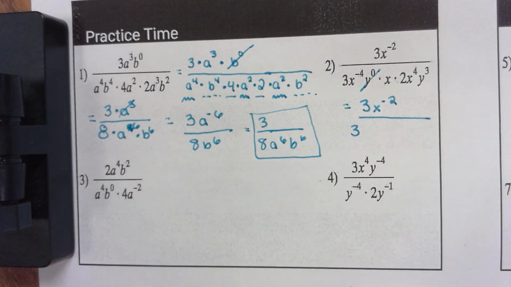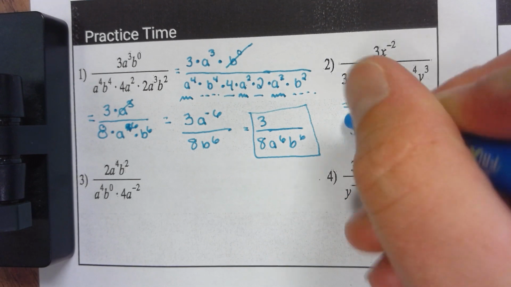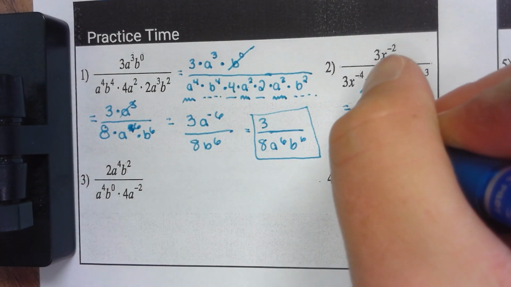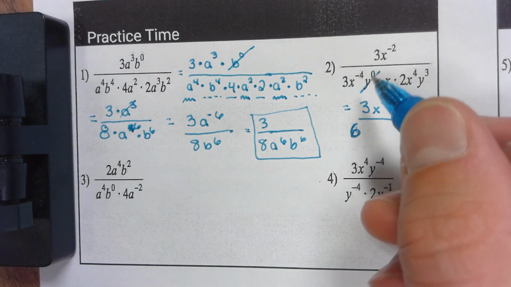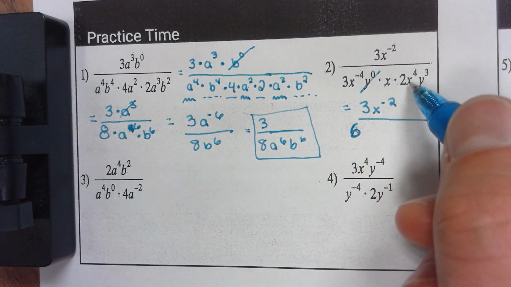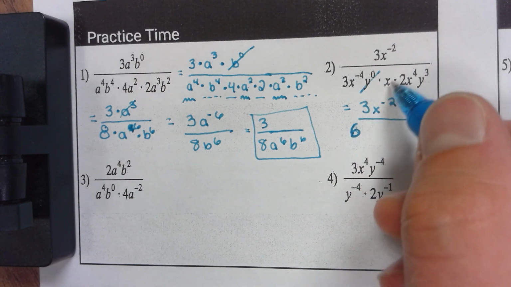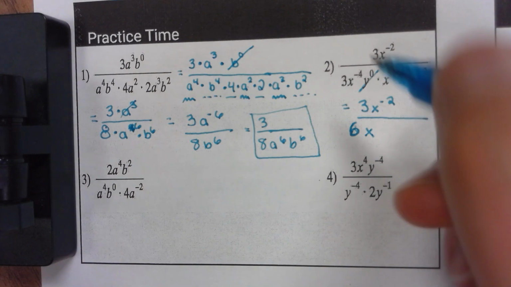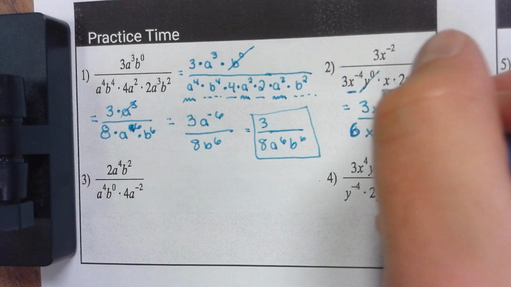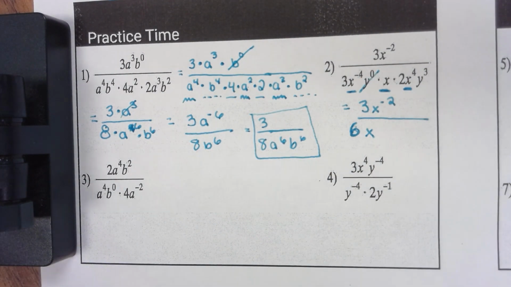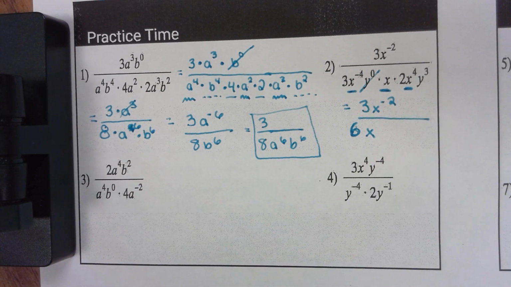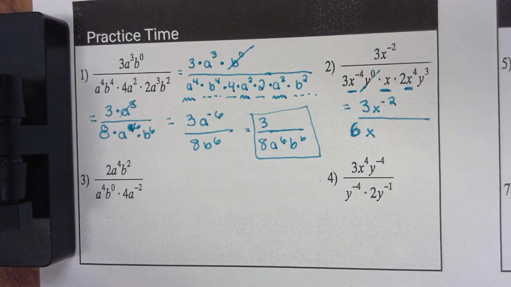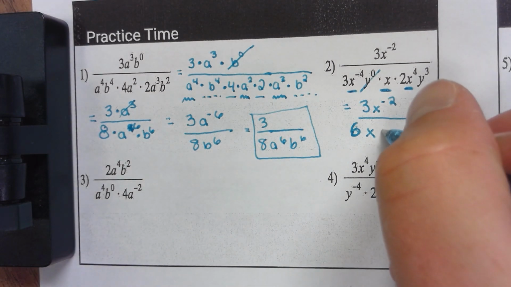This is actually a 3 times 2, which is 6. So let's change this 3 to be a 6. Then x to the negative 4 and x to the 4 is 0. But I have just this one x here, so that's just going to be a single x. Again, that came from negative 4, 1, and positive 4. Adding all those up gives me x to the power of 1. And then we still have y cubed.